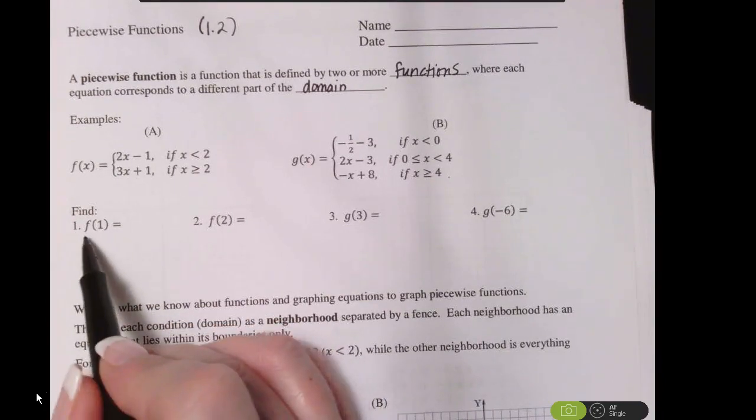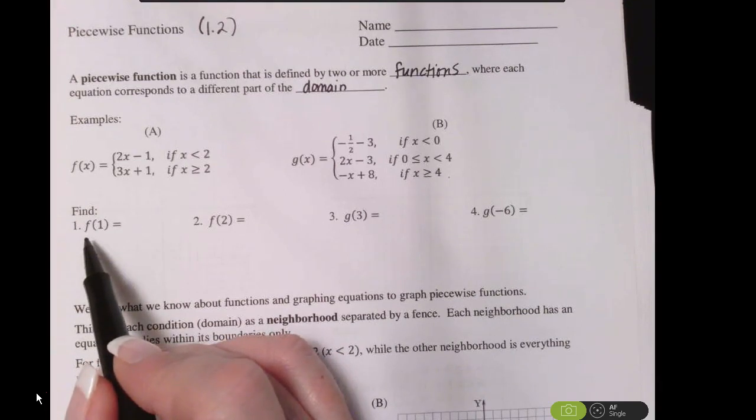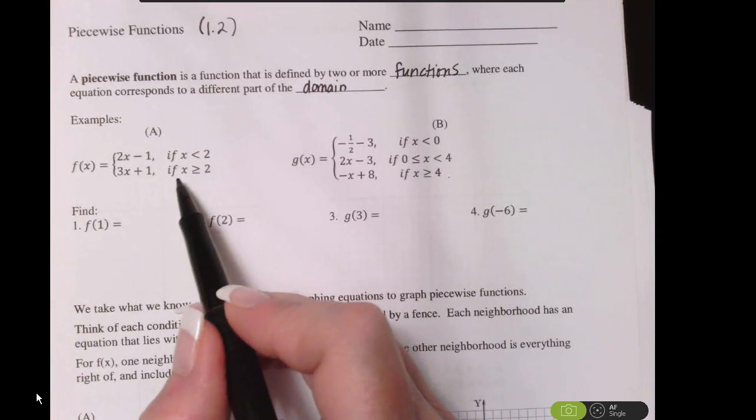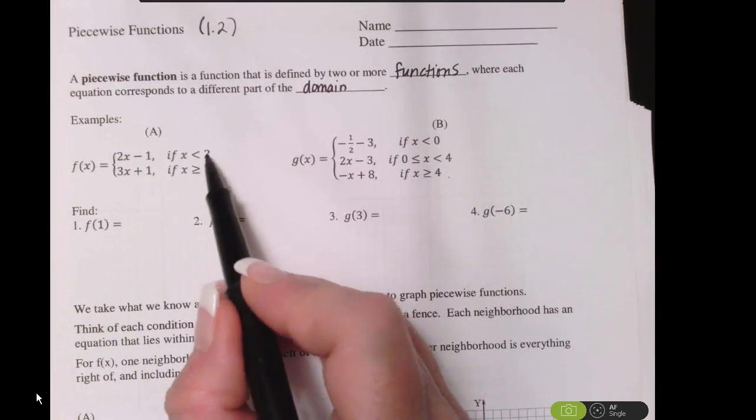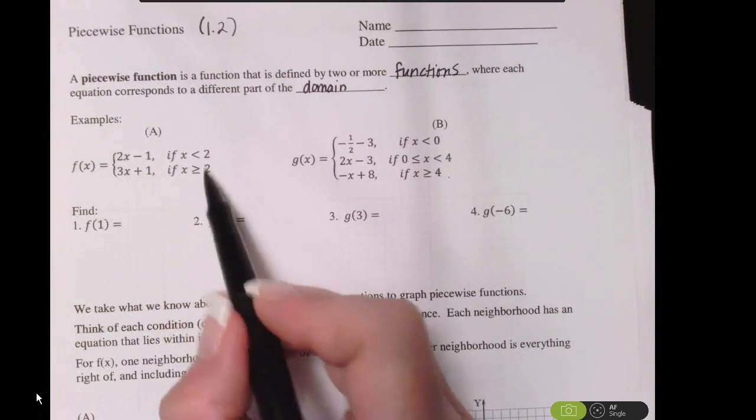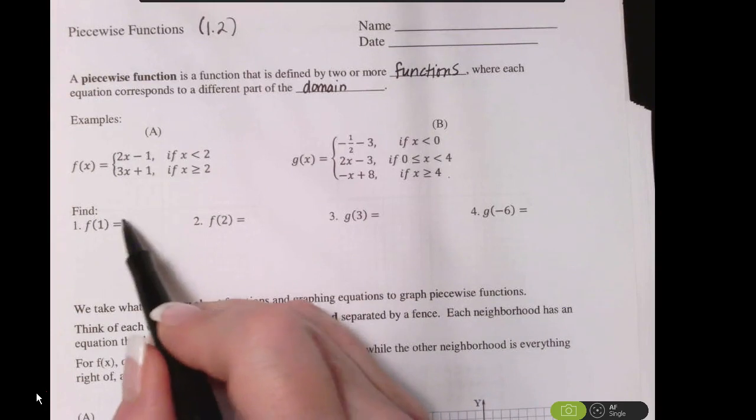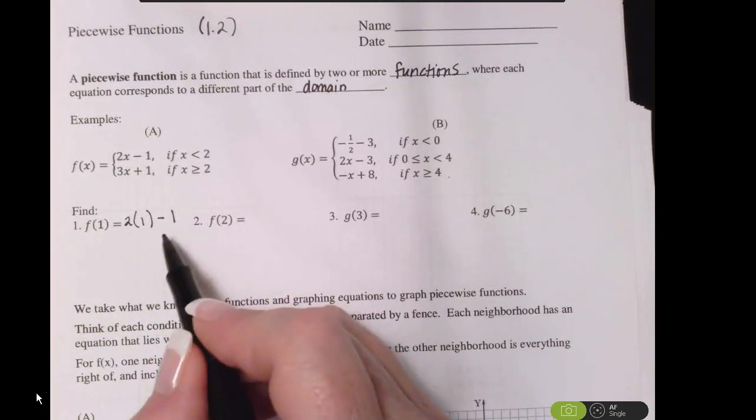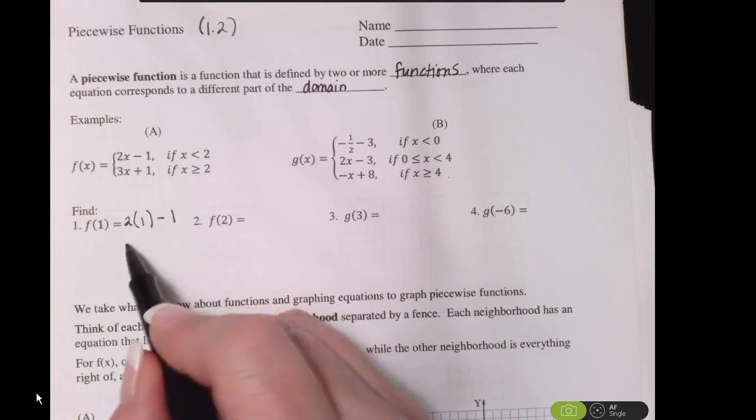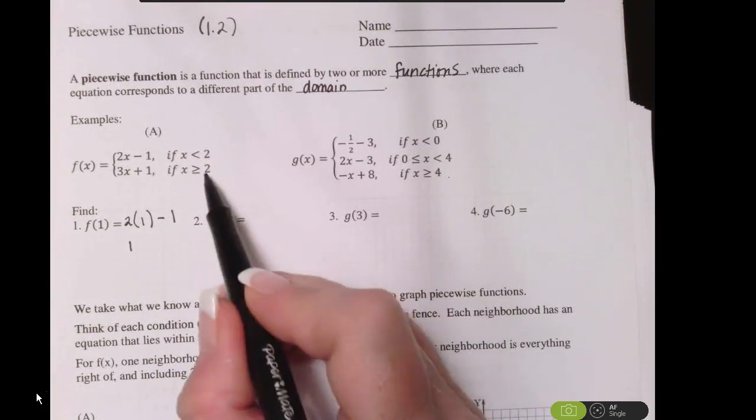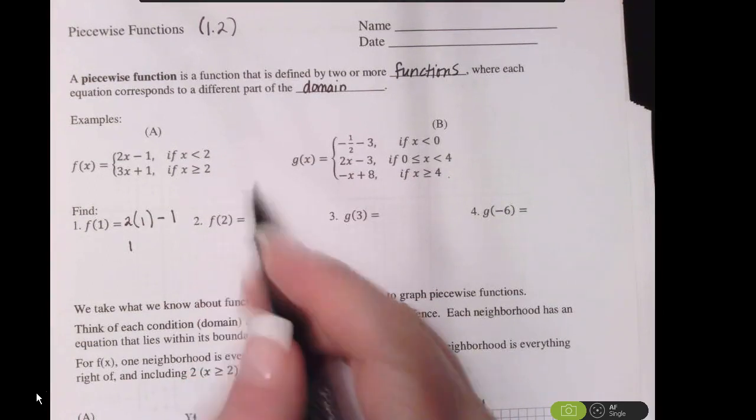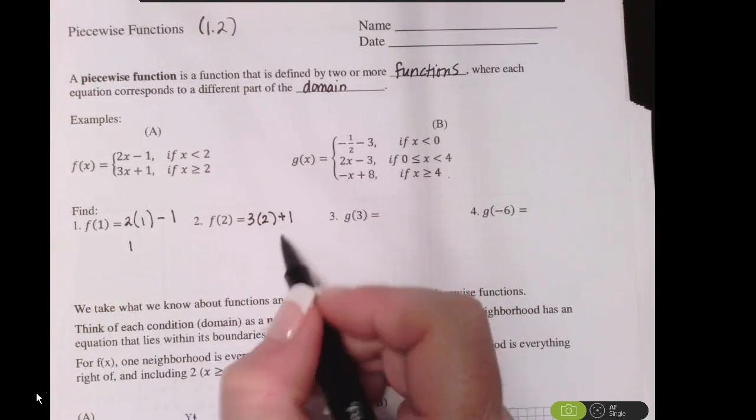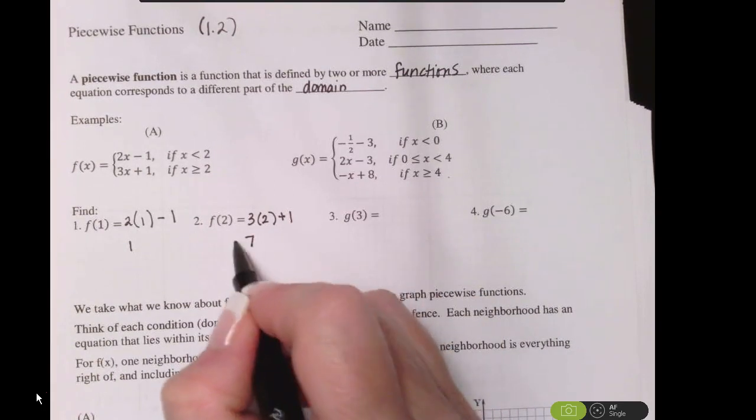When we are substituting values into the function, we simply need to look and see in which part of the domain our value lies. For f of 1, I need to find out where 1 is. Is it less than 2 or greater than or equal to 2? It's less than 2, so I substitute it into the 2x minus 1 section and evaluate using the order of operations. So 2 minus 1 is 1. For f of 2, I can see that 2 is in my greater than or equal to section, so I substitute it into that part of the function. So 3 times 2 is 6, plus 1 equals 7.